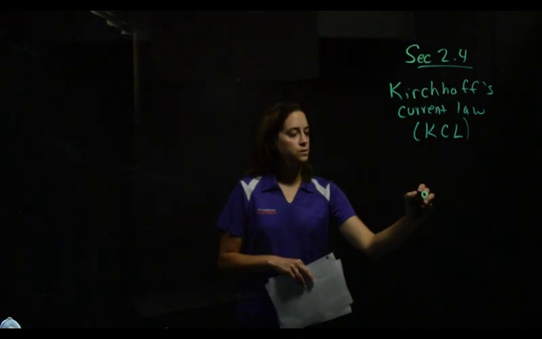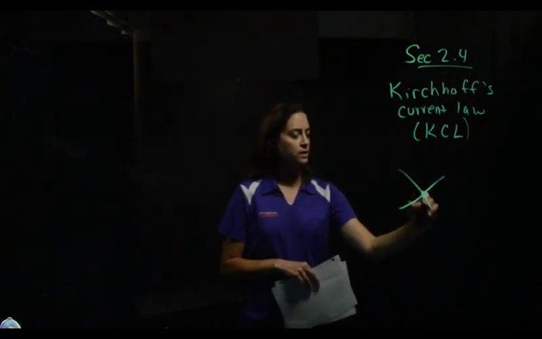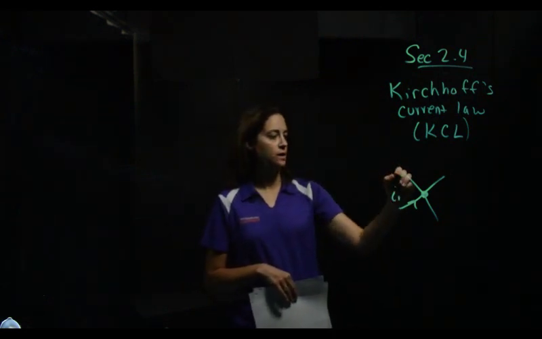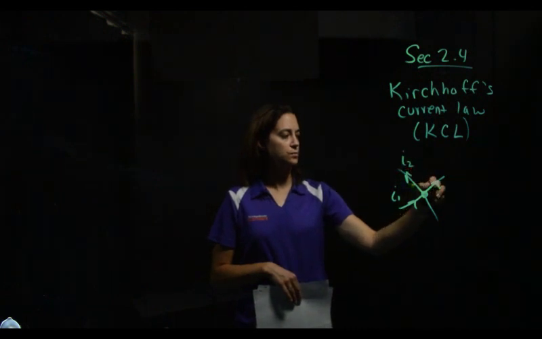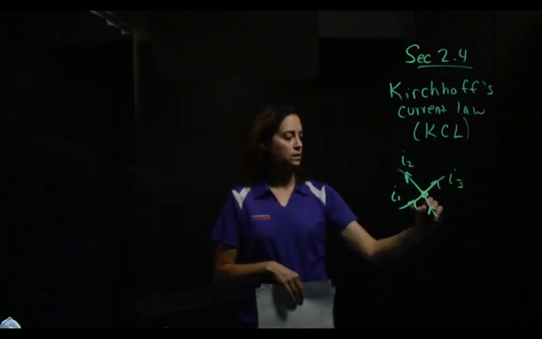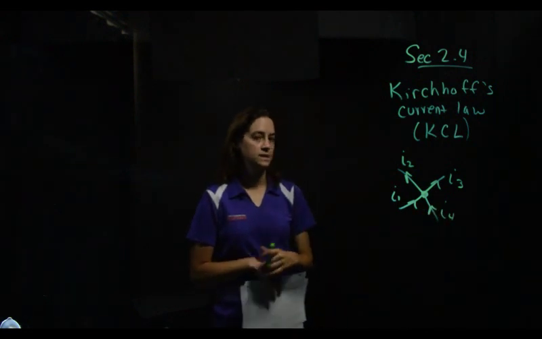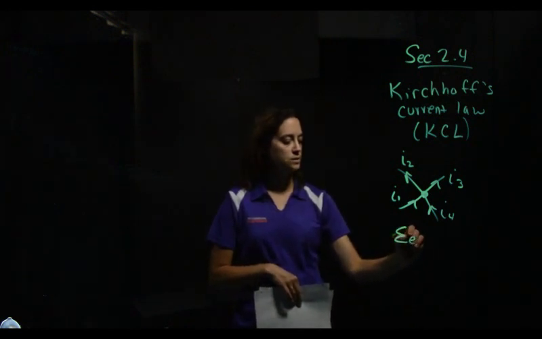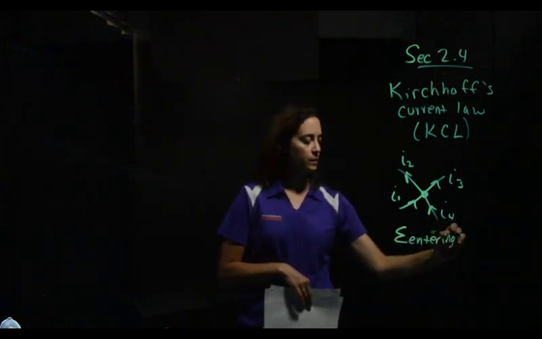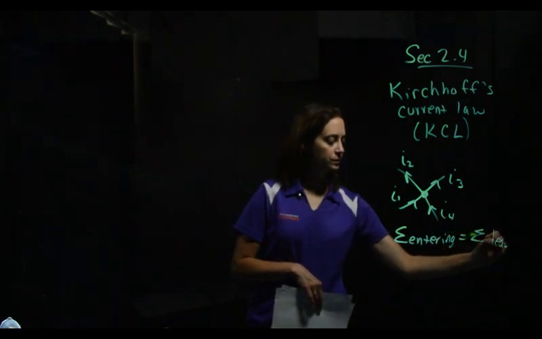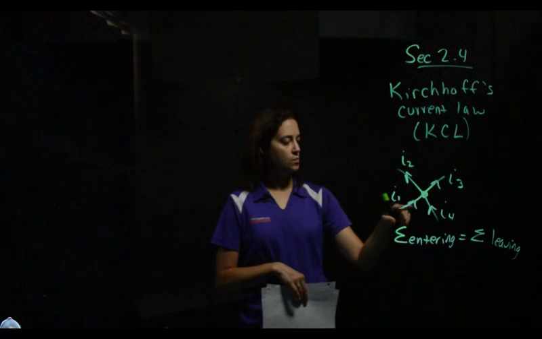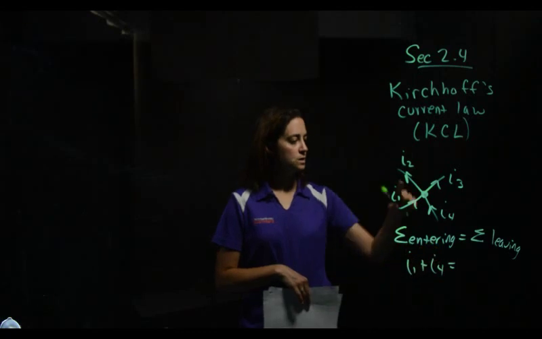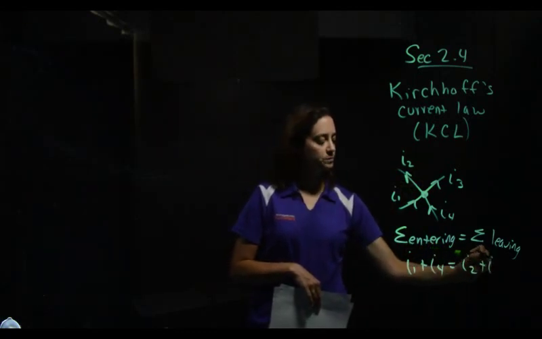So if we have some random node, and we have, let's draw 4 currents. We have some I1 flowing into this node. And I'll say I2 and I3 are both flowing out. And I4 is flowing in. The sum of the entering is equal to the sum of the leaving. So I1 and I4 are entering. So I1 plus I4 is equal to I2 plus I3.